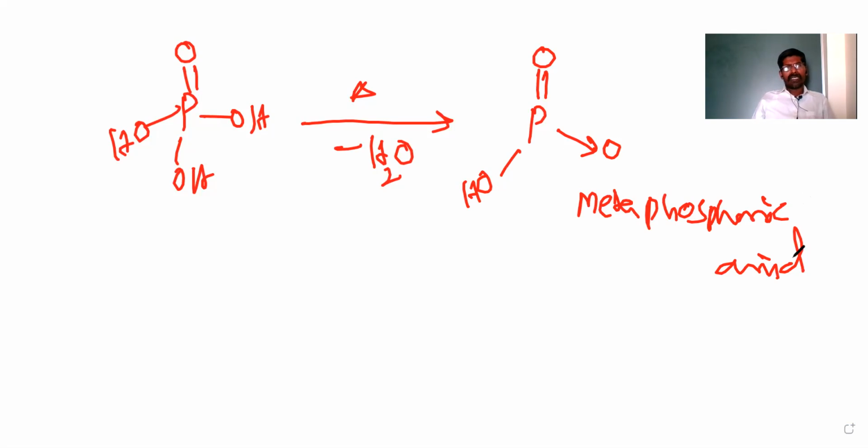Now one is orthophosphoric acid and pyrophosphoric acid. Next one is hypophosphoric acid, and next metaphosphoric acid. And the second category, the second type of oxyacids, that is the -ous acids. Is it clear now?